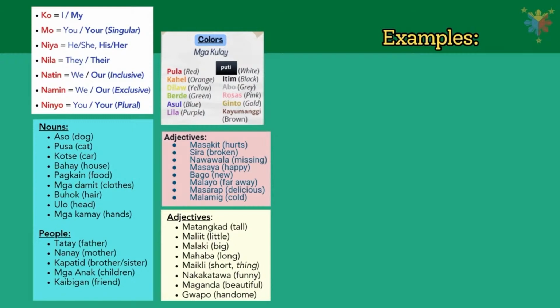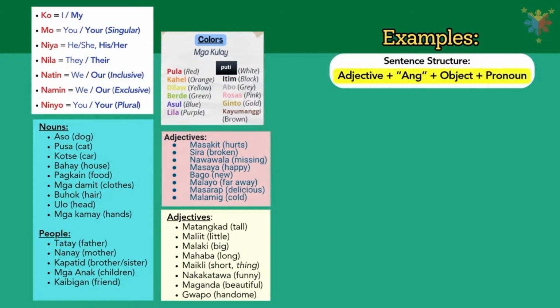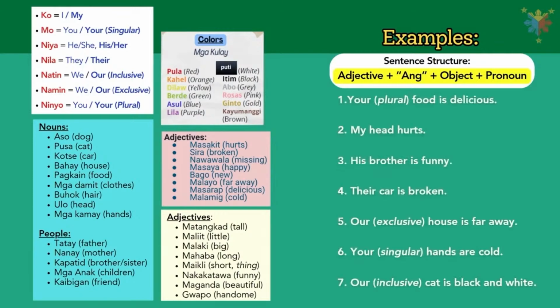All right, so that's a lot of vocabulary right there, which is great because then we can make a variety of sentences. Now here is the sentence structure for using these possessive pronouns. So first comes the adjective, then it's the word ang, which means is or are, then it's the object, and then it's the pronoun. So let's take a look at some examples.